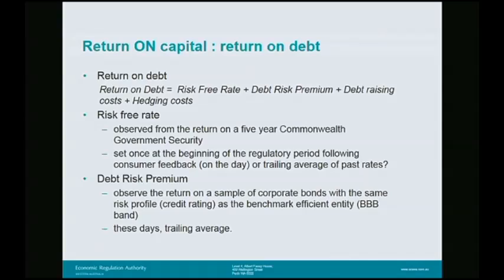Return on debt, similar. We build up from the risk-free rate. And again, Commonwealth government securities, I mentioned that term issue, that we're looking for a 5-year term. I don't think I actually mentioned that we look at a 5-year government security because that's consistent with the regulatory period that we're looking out, and that's important for meeting the present value condition that I mentioned. We also then look at the debt risk premium, which is the return on a benchmark sample of corporate bonds with the same risk profile we think as the entity that we're regulating.